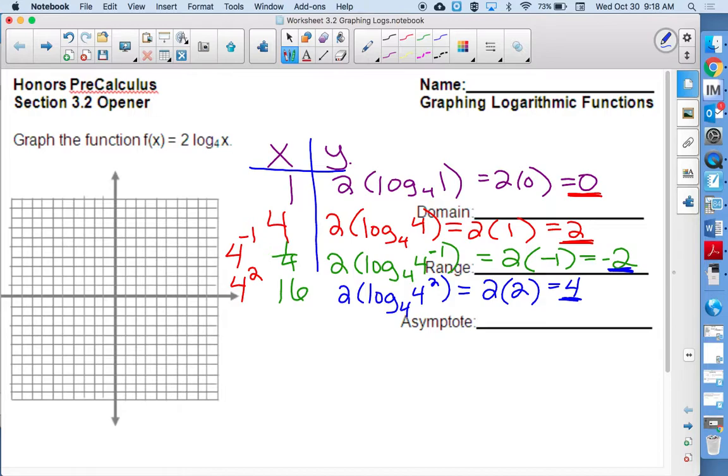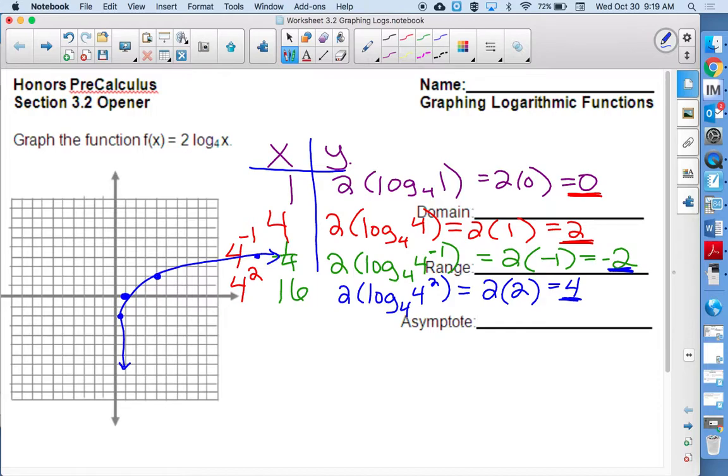So my first x value was 1 to match with property 1, and that gives me the intercept. My second x value was 4, and we got out a 2. And then I have a fourth, because that was 4 to the negative 1, and we have a negative 2. And then finally we have the 16 and a positive 4. So that's going to be over here somewhere. Make sure you continue to curve your graph.